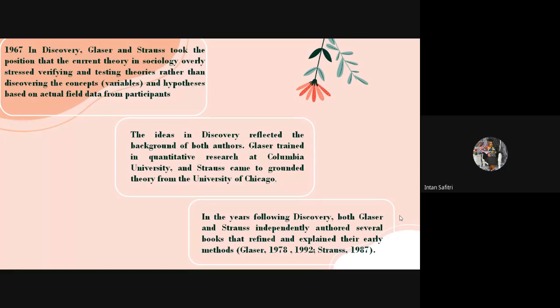In the years following Discovery, both Glaser and Strauss independently authored several books that refined and explained their early methods: Glaser in 1978 and 1992, and Strauss in 1987.